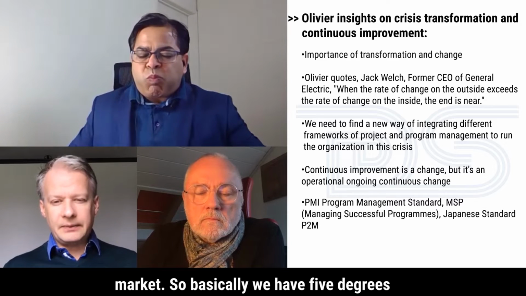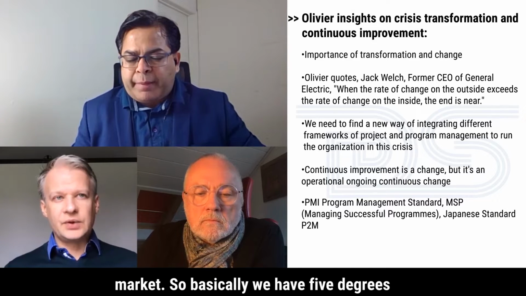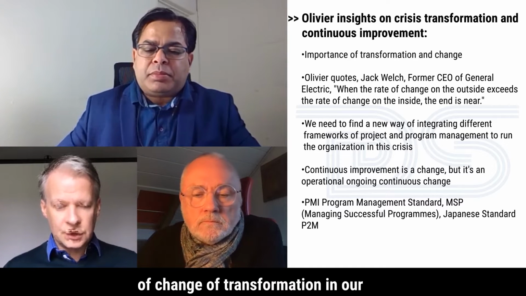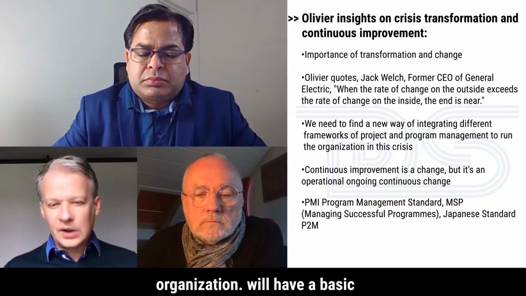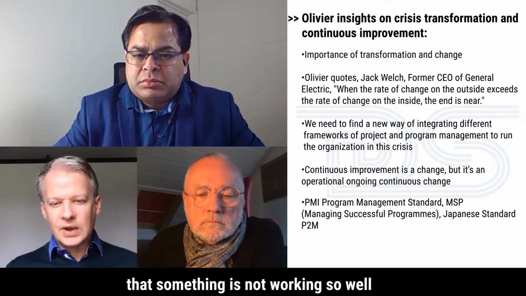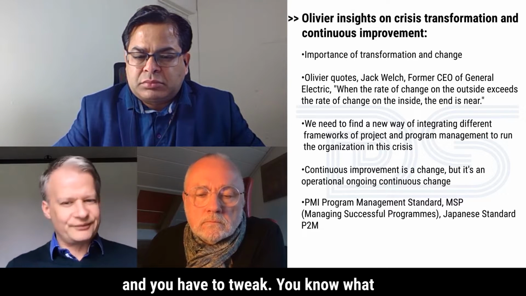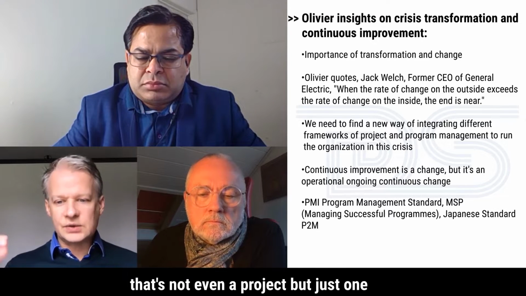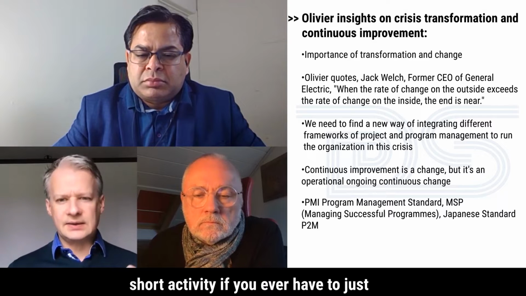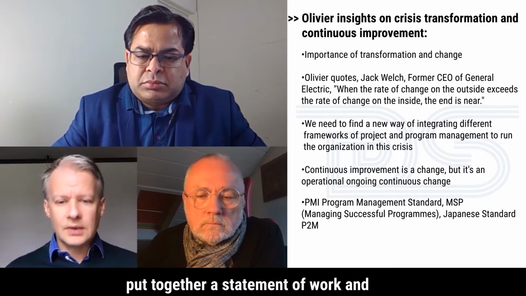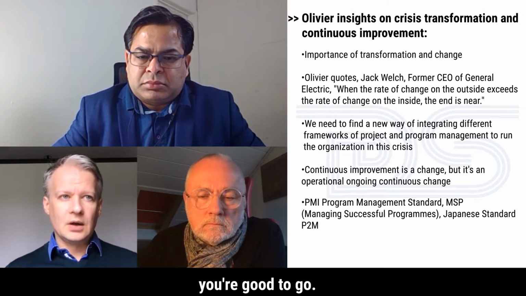So basically, we have 5 degrees of change, of transformation in an organization. We have a basic realignment. Basic realignment, you see that something is not working so well and you have to tweak. You know what? That's not even a project. That's just one short activity. You just put together a statement of work and you're good to go.